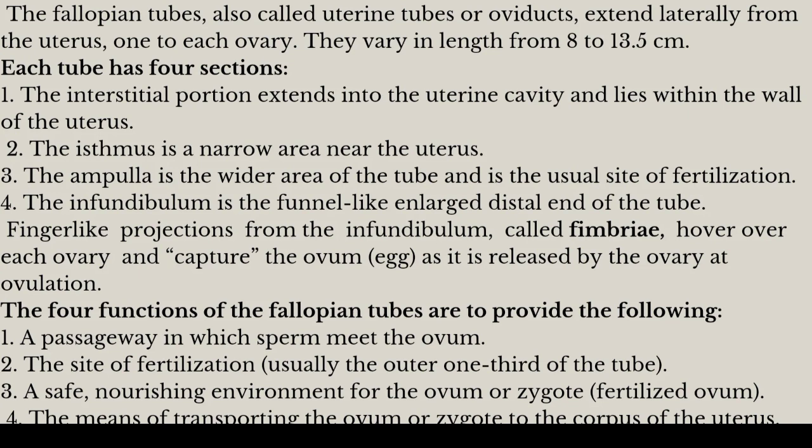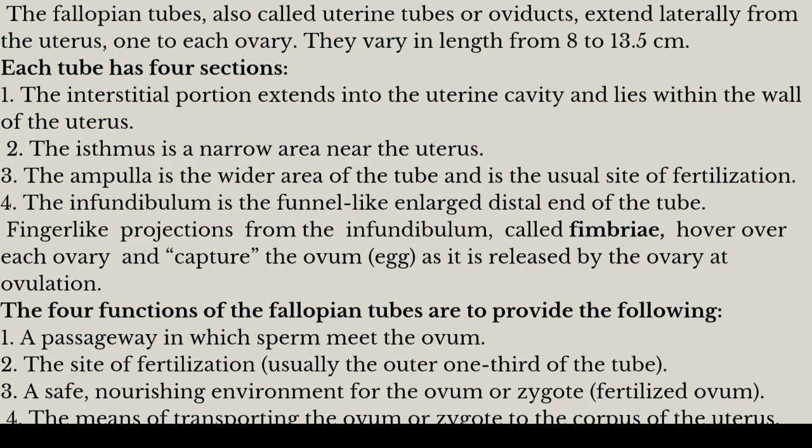The first is the interstitial portion, which extends into the uterine cavity and lies within the wall of the uterus. The second is the isthmus, a narrow area near the uterus. Number three, the ampulla, is the wider area of the tube and is the usual site of fertilization. The fourth is the infundibulum, a funnel-like enlarged distal end of the tube.